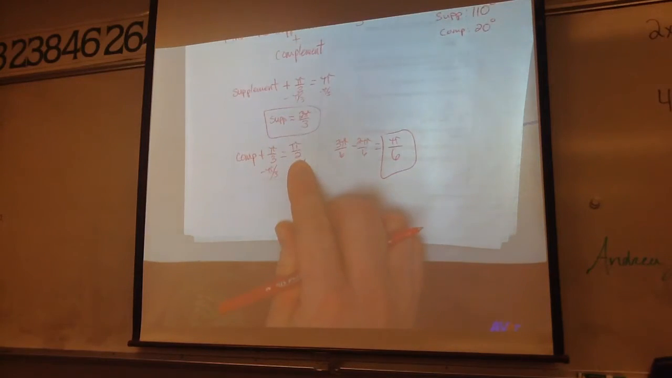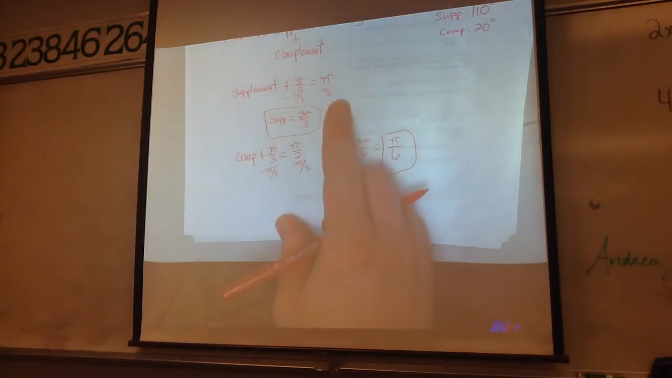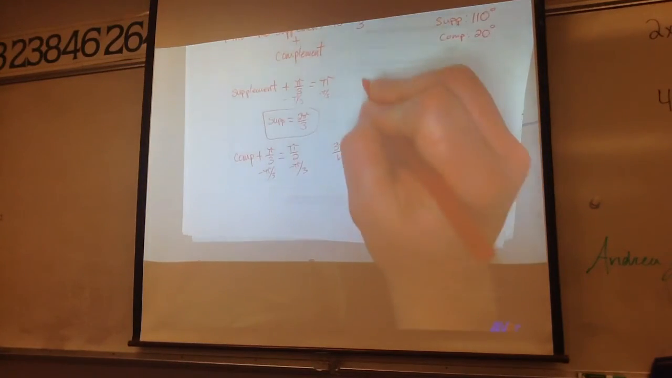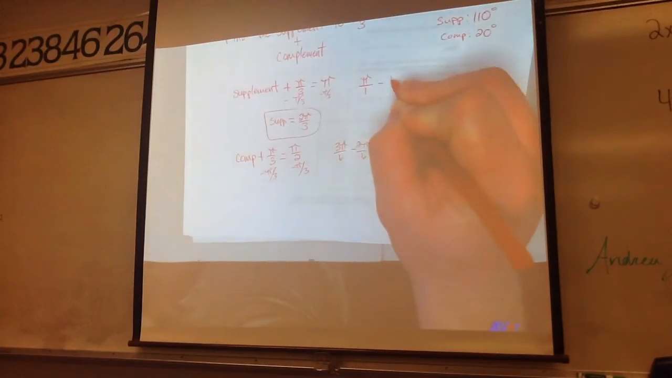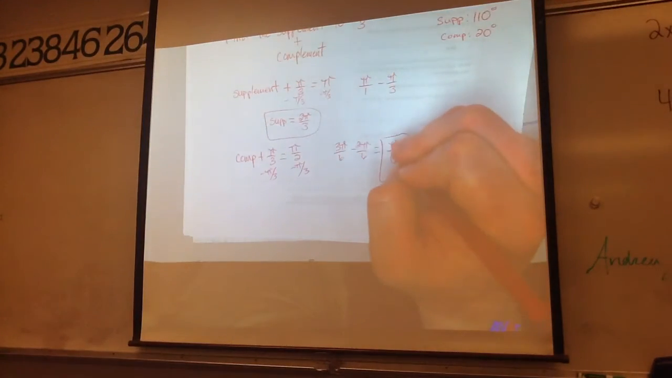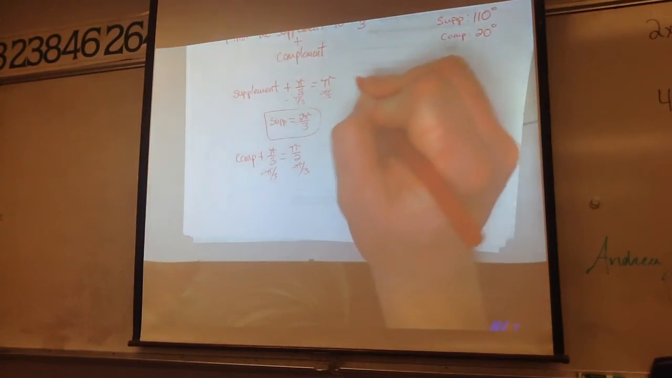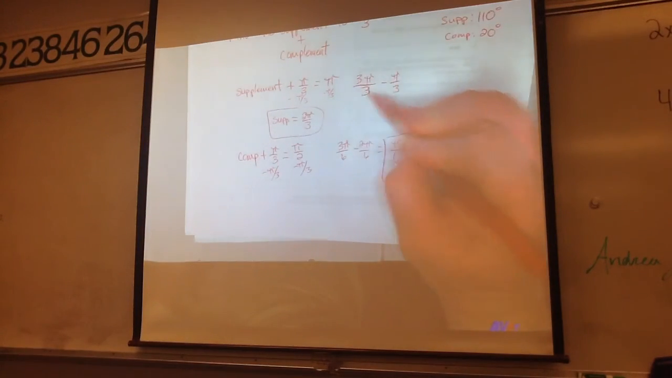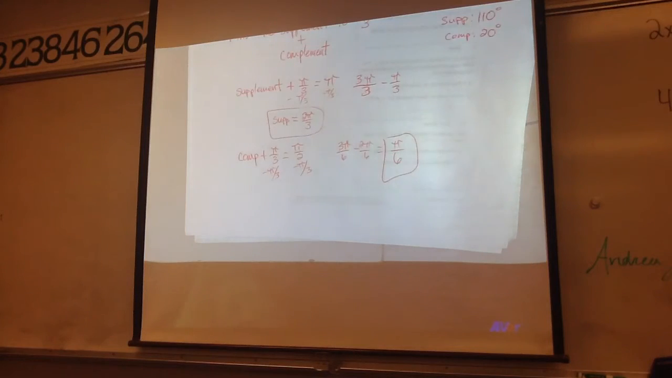But your supplement one doesn't make any sense. Isn't it just pi minus pi over 3? What do you want? 2 pi over 3. That's true. 3 pi over 3 is pi, minus pi over 3. Isn't it just 90 minus whatever angle you have, or 180? Yeah, it is that.